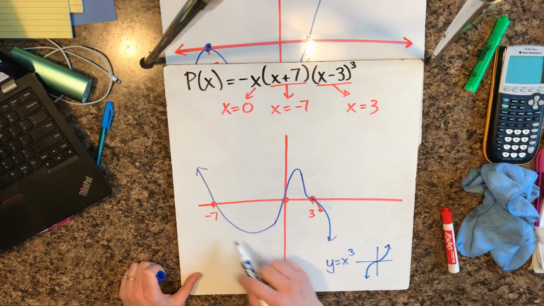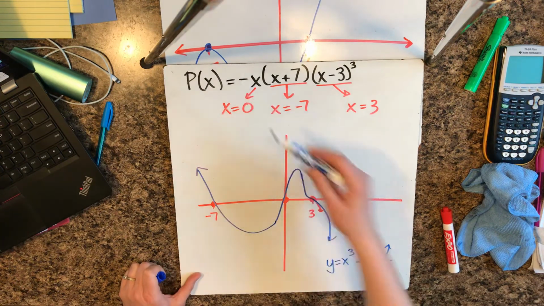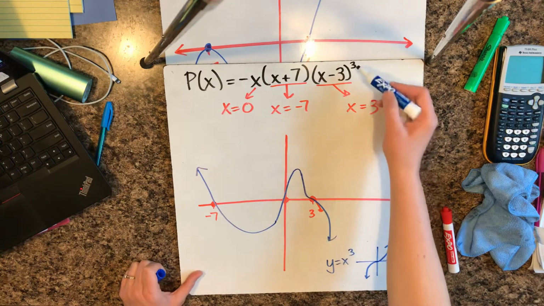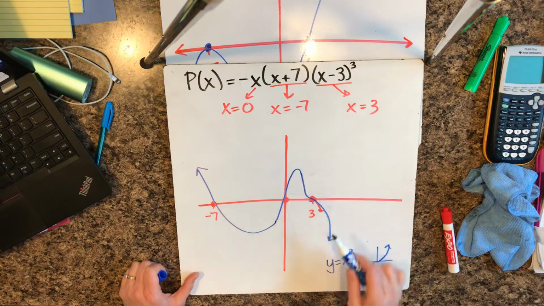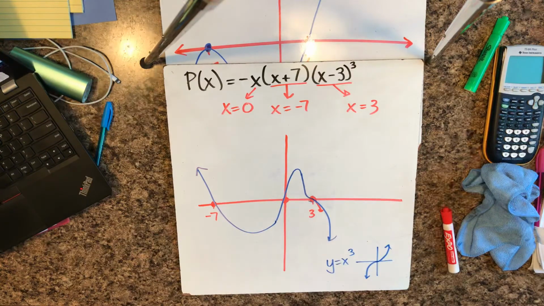And again, I'm just zigzagging my way through. The negative means I'm ending downward. The cubed means I'm doing a lounge. I'm not just going through, and I'm not doing a bounce. Now it's your turn to practice some.